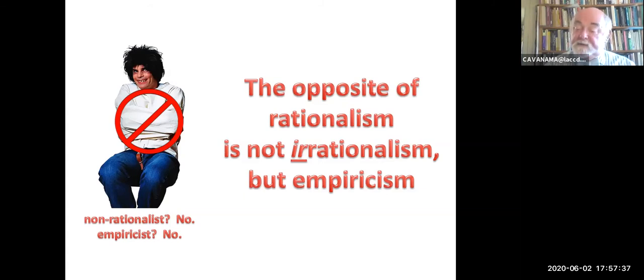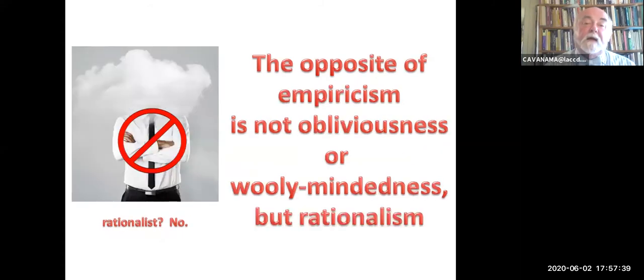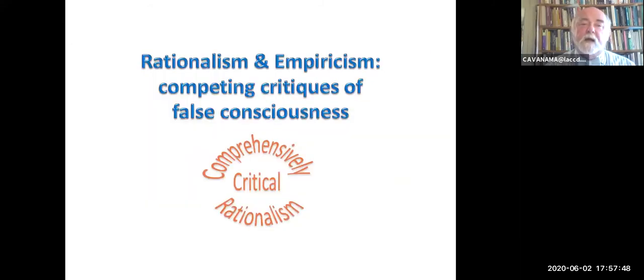The opposite of rationalism is empiricism. That's a very different thing. And the opposite of empiricism is not woolly-headedness, somebody with his head in the clouds. No, the opposite of empiricism is rationalism. That's a different thing. Both of these things are competing critiques of false consciousness. Both of them fall under that old tradition of comprehensively critical rationalism, as Popper would call it, which goes all the way back to the beginning of the philosophical tradition in Thales and the Ionian nature philosophers and comes forward from there. Okay, so let's look at where we are by the 18th century.